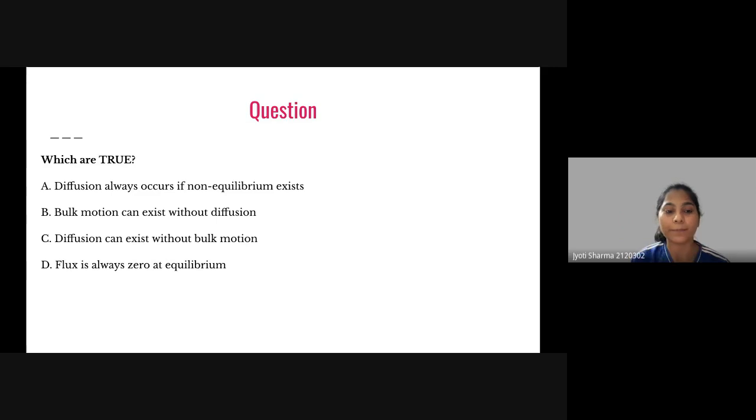So see, A is the right one. Whenever there is a non-equilibrium condition, that means we have a difference in the chemical potential, and if we have a difference in the chemical potential, then there will always be diffusion. A is the right answer. Flux is always zero at equilibrium, that you have to see. Then coming to B and C: diffusion can exist without bulk motion. This one is right, because we always talked about how even if there is no bulk motion, diffusion will always be there. What about the B?